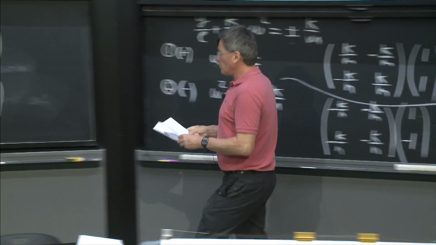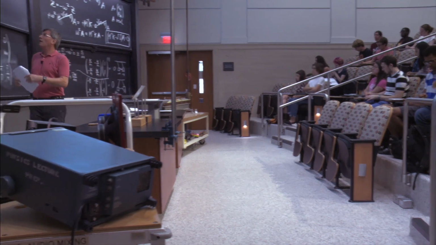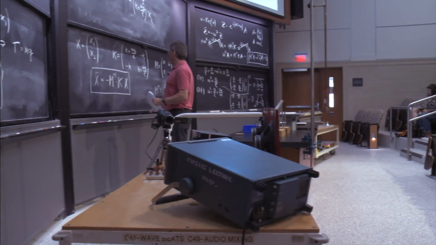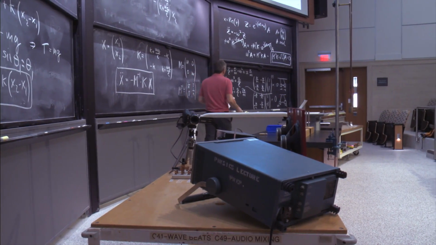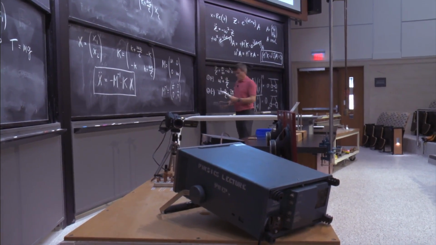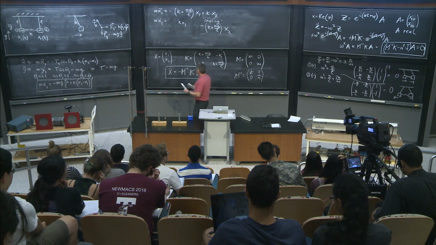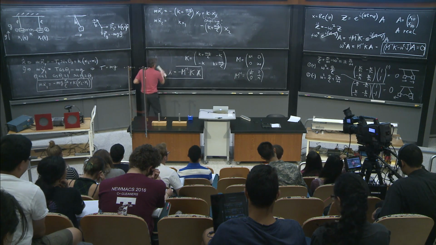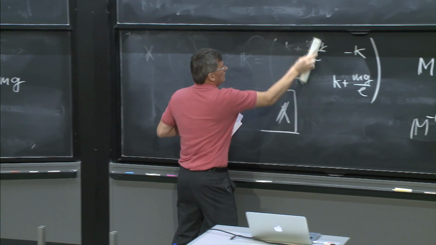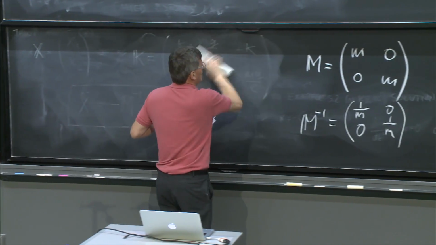All right, so let's go back. We can get rid of this one. With this knowledge, let's write down x1 and x2 for the positions of the two masses.